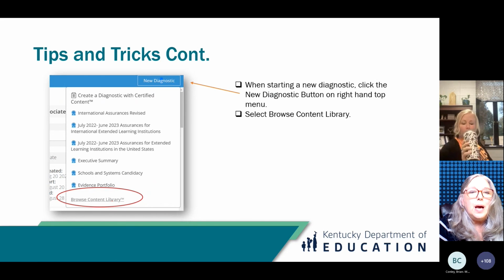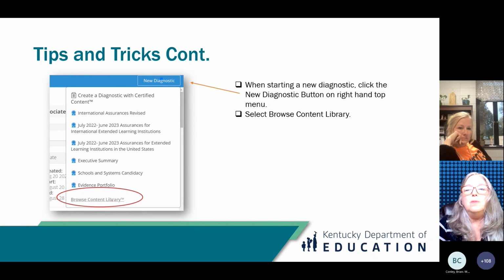So, tips and tricks, and I mentioned this, I just want to walk you through these screenshots. This is actually in the Cognia site. When you are ready to start a diagnostic in any of the phases, and as I mentioned earlier, you are welcome to open them all if that helps you stay organized, just know that you need to work on them and make sure you're meeting the deadlines within the phases, and you can always go back and revise them. If you want to start a new diagnostic, you simply click the new diagnostic button.